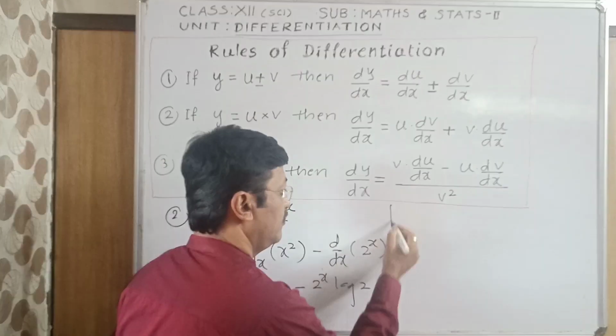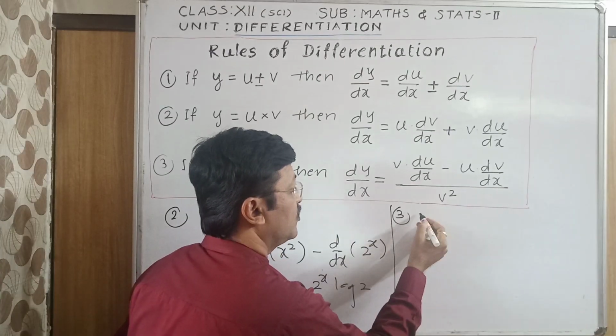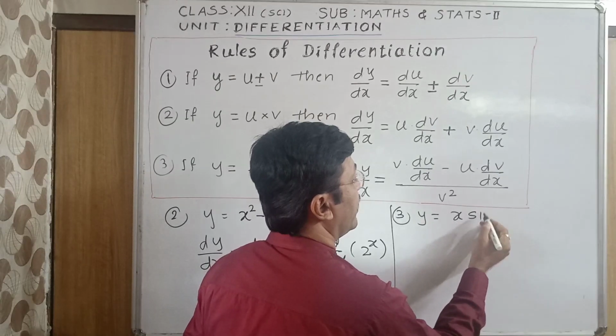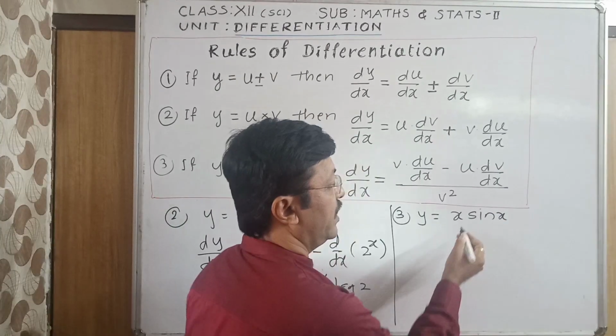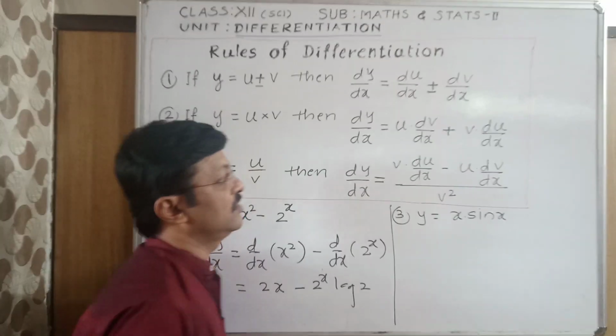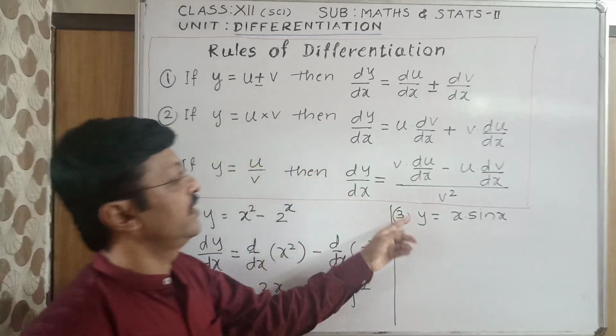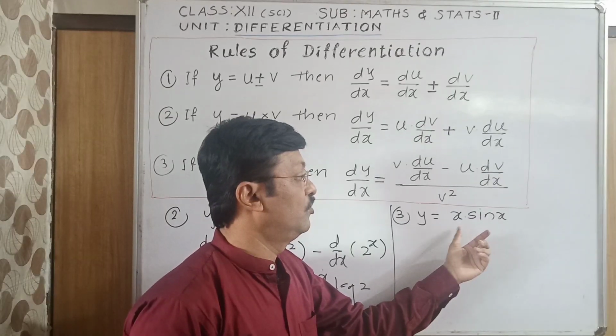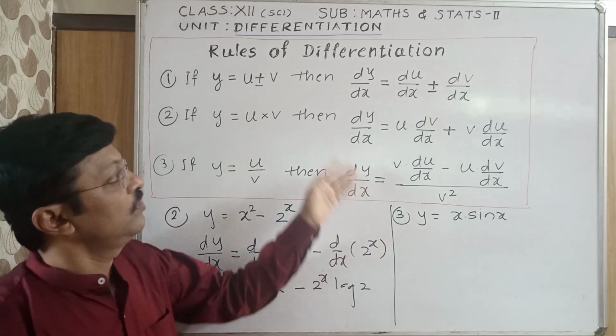Derivative of product. Suppose I have y is equal to x into sin x. Now this is looking like u into v, y is equal to u into v. Here u is x and v is sin x. So how do you apply this rule?